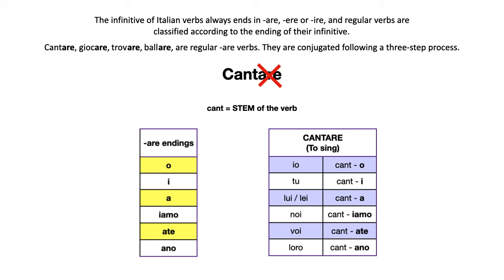Now, notice that, of course, these are the are endings, this little table in yellow on the left, right? So what this means is, of course, that for each of our groups of regular verbs, we have a set of endings. So let's look at another example.